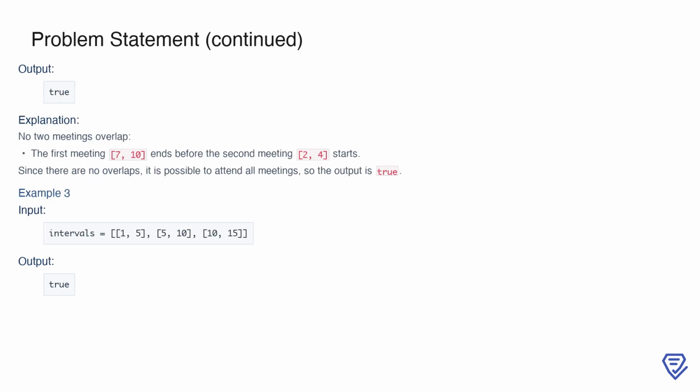In the second example, the input is [7,10], [2,4]. This time, the output is true. There are no overlaps between these two meetings. The first meeting, [7,10], starts and ends completely after the second meeting, [2,4], has finished. Since there's no conflict in timing, a person can attend both meetings, meaning the result is true. Let's explore one more example to solidify this understanding.